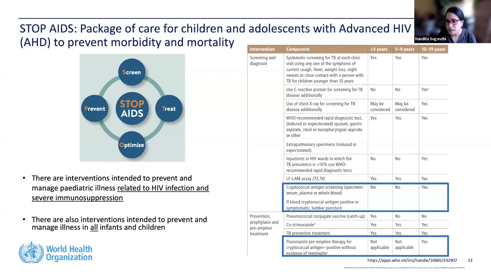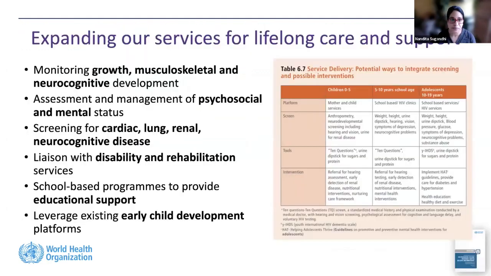So cryptococcal antigen screening and fluconazole, I think we've put a lot of attention on this because it is still a significant cause of mortality and morbidity in adults and older children and adolescents, but we just don't see that in younger children. Doesn't mean it never happens, but it's not at a point where we feel that we need routine screening. But that's not to say that other things don't need to be done.